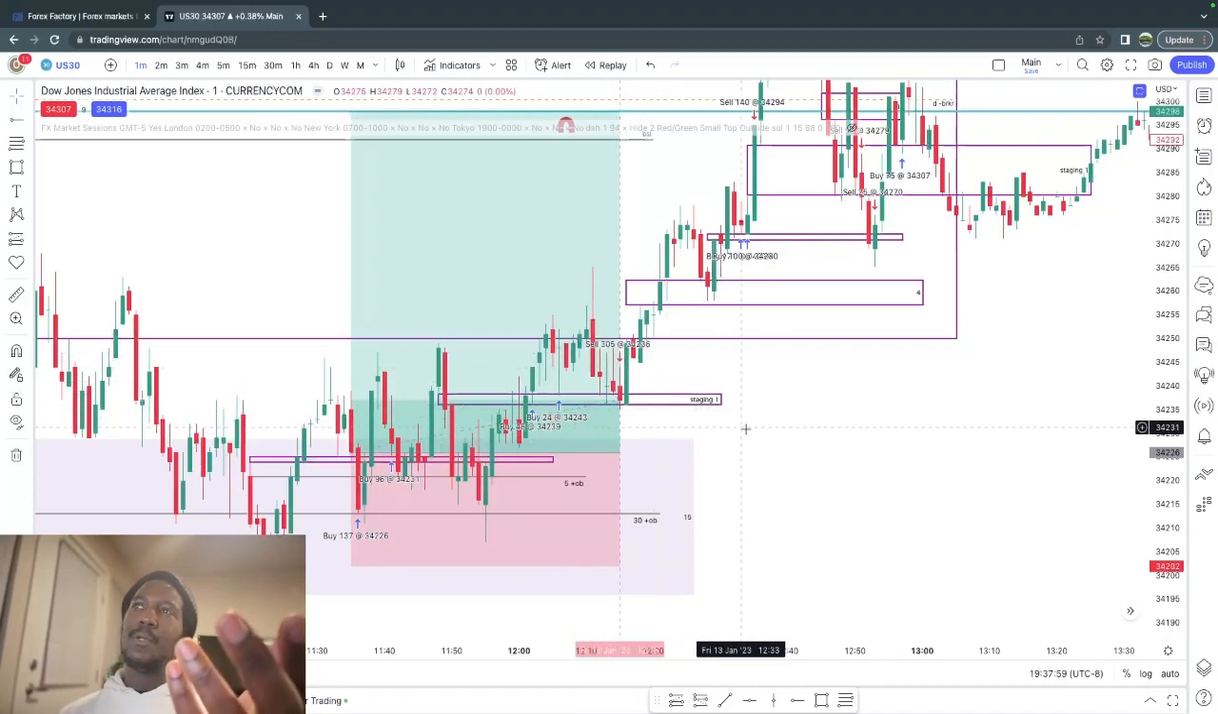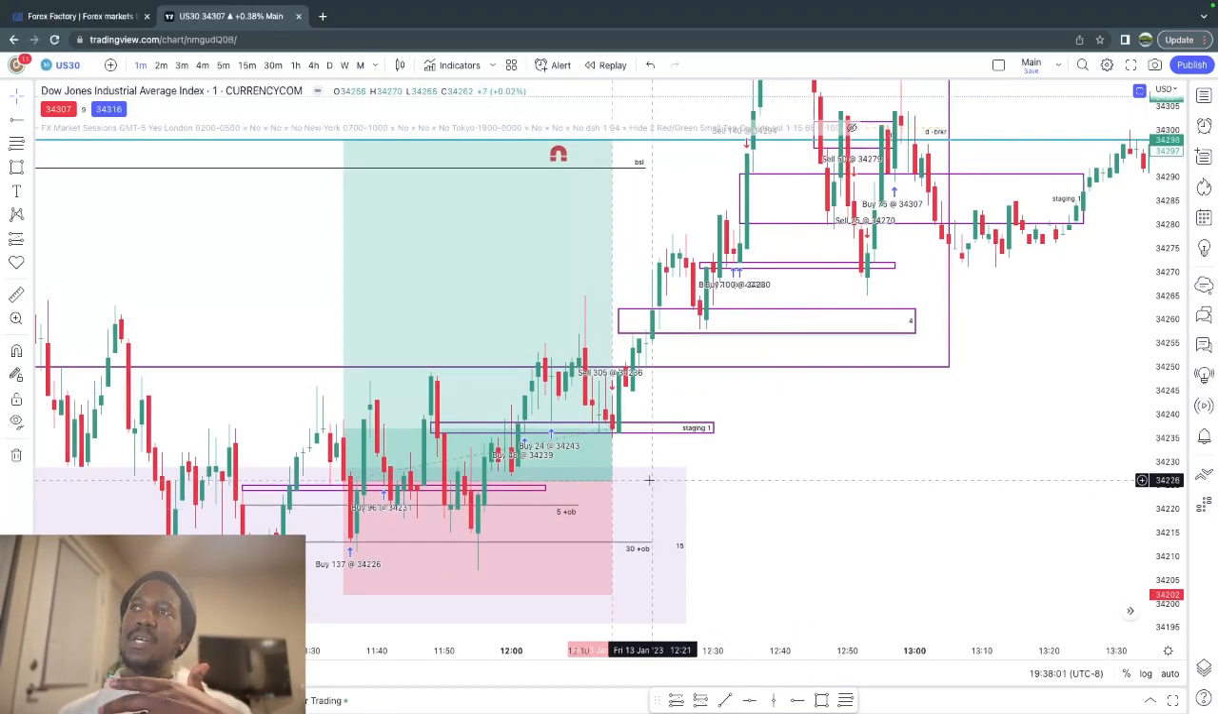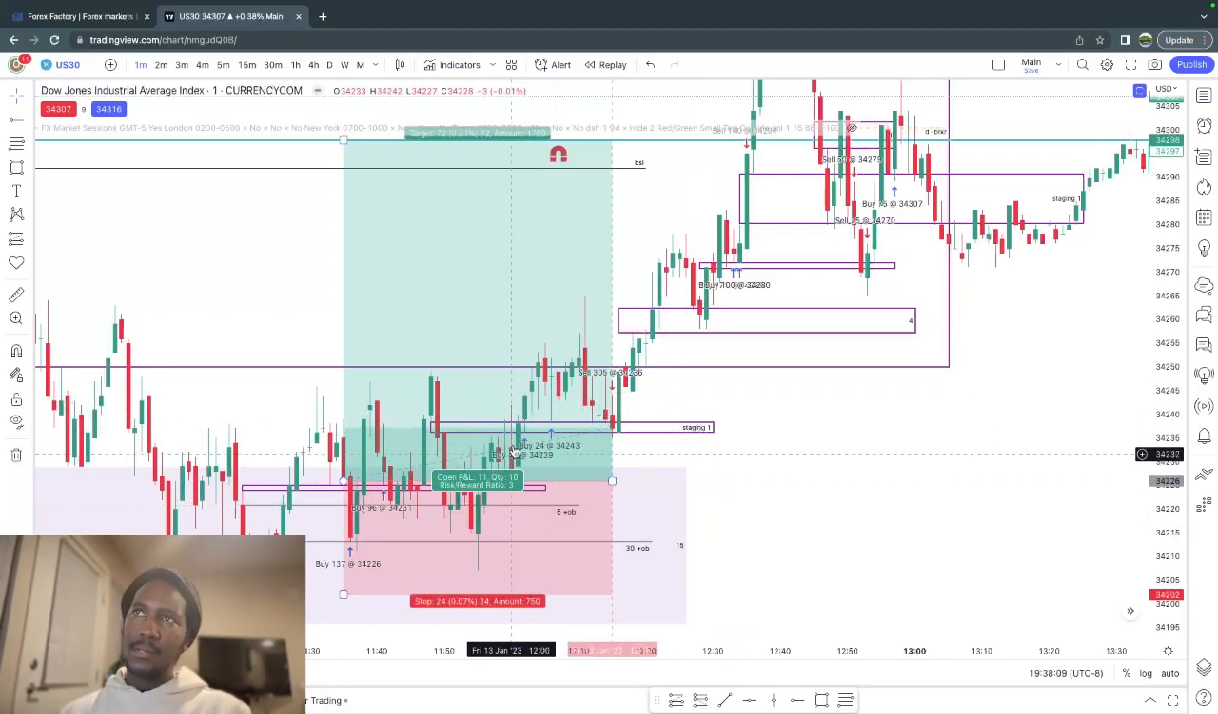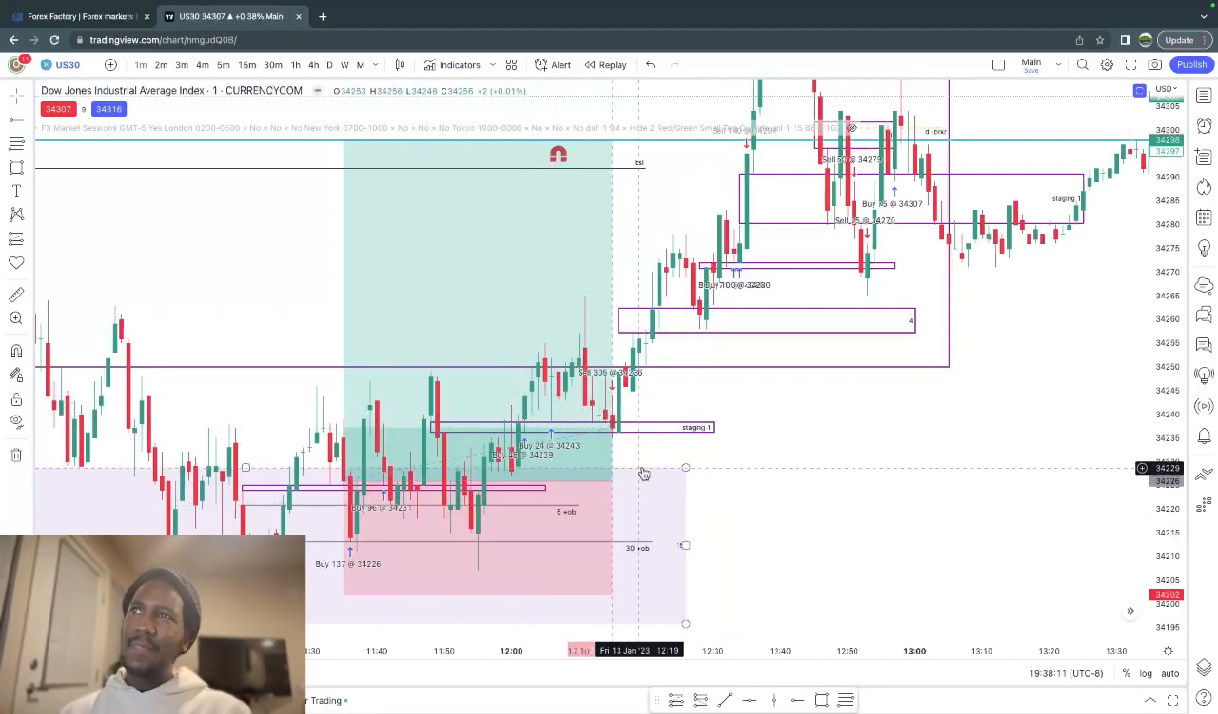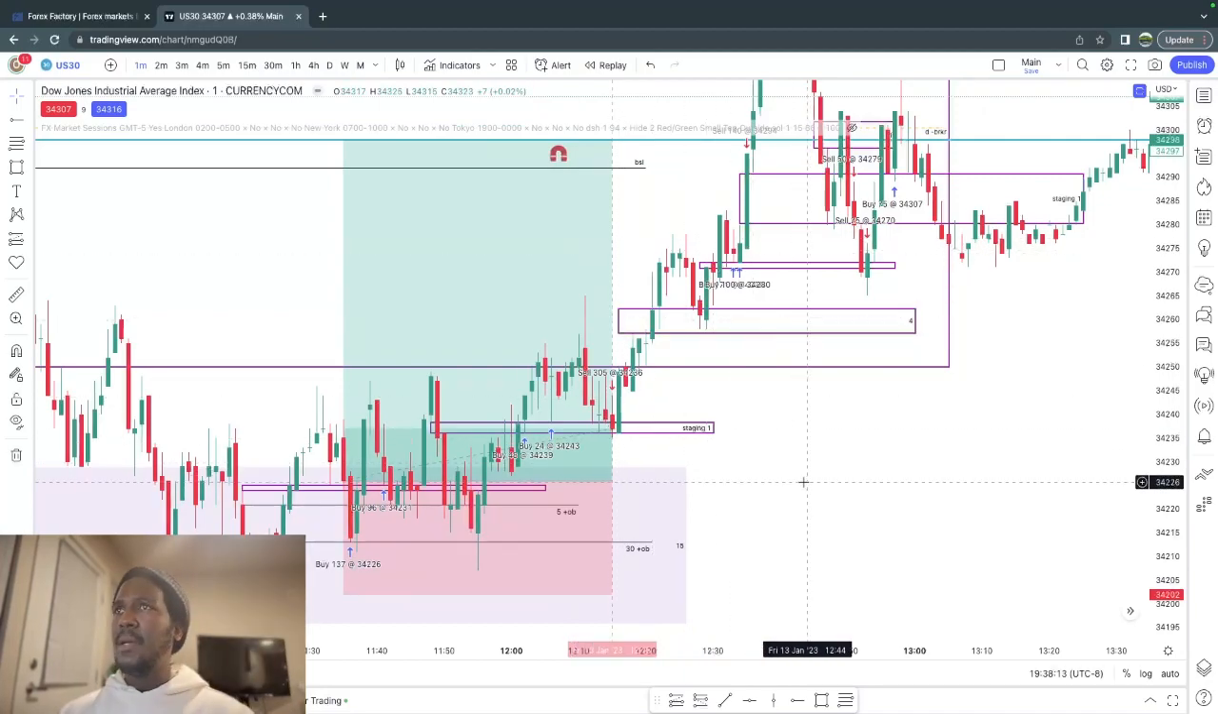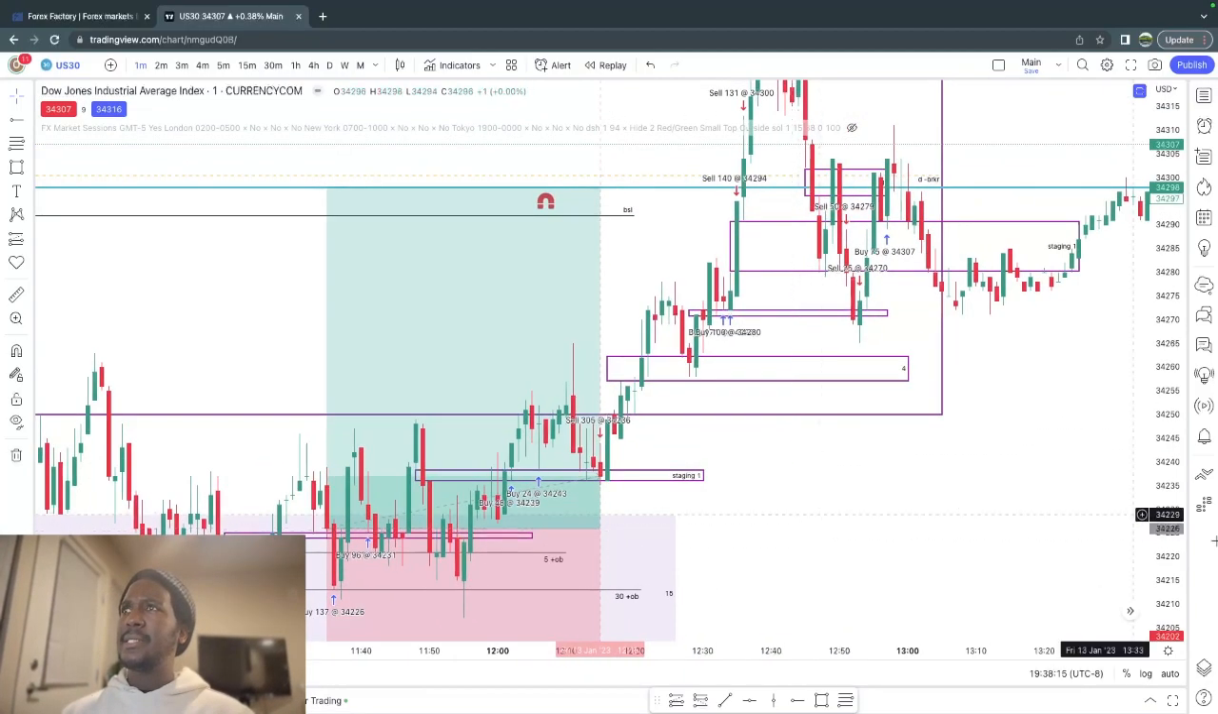So I was taken out with a small profit, but I should have maybe just broken even, or at least put the stop loss below this order block right there. But it's all good. Next time we'll do better.